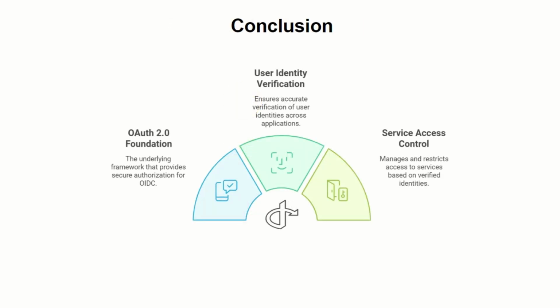So, to conclude, OIDC, OpenID Connect, is an important protocol for secure, seamless authentication and is used widely across modern web services. It builds on OAuth to help applications securely verify the identity of users and give them access to services.